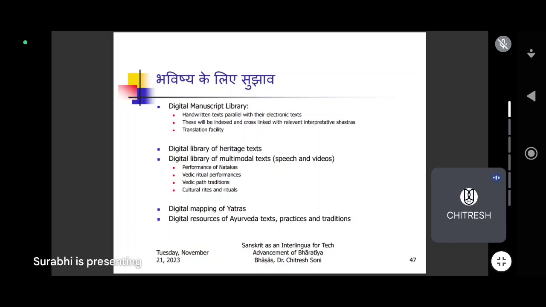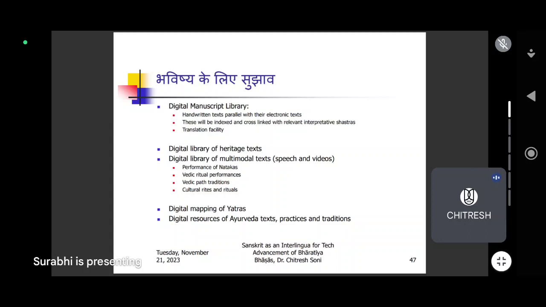To enhance world knowledge, the digital manuscript library, these are some suggestions for the future. Digital library of heritage text, digital library of multimodal text, such as speeches and videos, making expert systems, computer vision for performance: you take a recording, and then you try to comprehend it, you try to teach these rasas and meters and all the things to the computers. This is obviously a matter of further research. Performance of natakas: you encode them, you record them, and then you process them according to the knowledge, the rules or premises, the facts you already have.